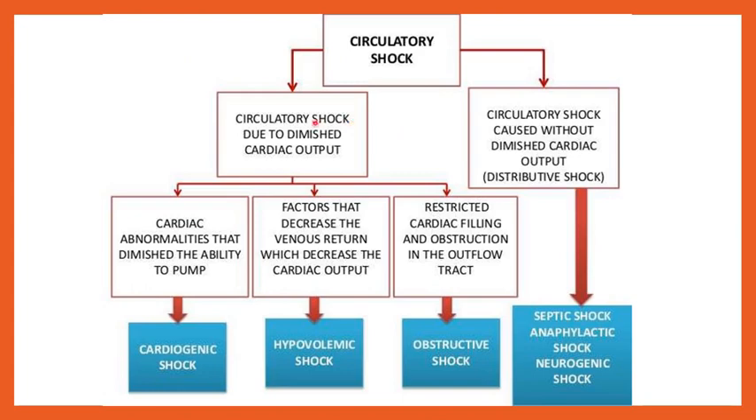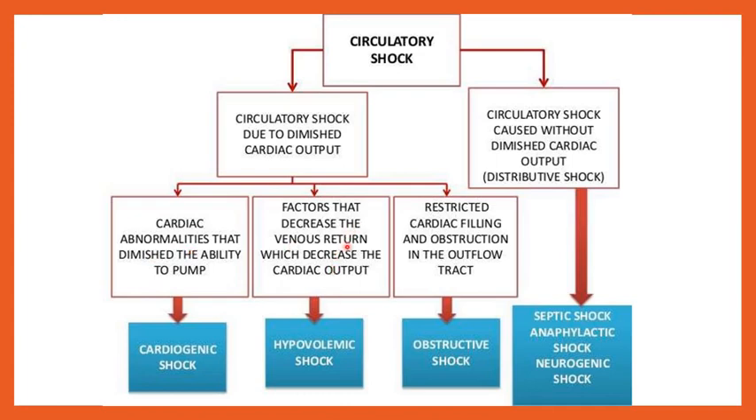The circulatory shock we can divide into two. One is with decreased cardiac output and one is without decreased cardiac output. This without decreased cardiac output is called distributive shock or vasogenic shock. This is again divided into septic, anaphylactic and neurogenic shock. In the shock which is due to decreased cardiac output, again we have three types. One is cardiogenic, that is due to cardiac abnormalities which decrease the ability of the heart to pump. The cardiac abnormalities may be like myocardial infarction, heart failure and arrhythmias.